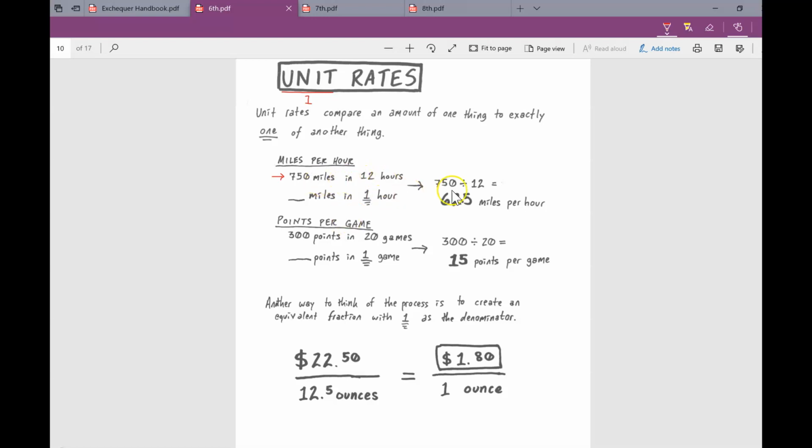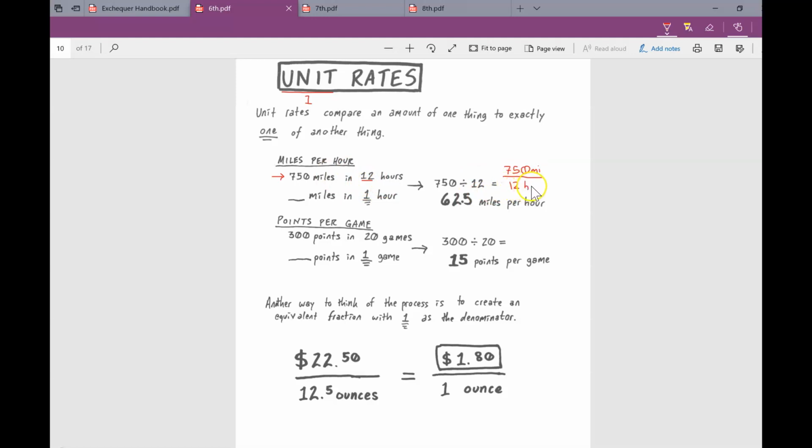Let's set this up as a proportion, since that's what we've been studying. So we're going to put 750, and I'm going to put the units, miles. MI is our indicator of miles. And then underneath that, in the same fraction, we're going to put 12 hours.